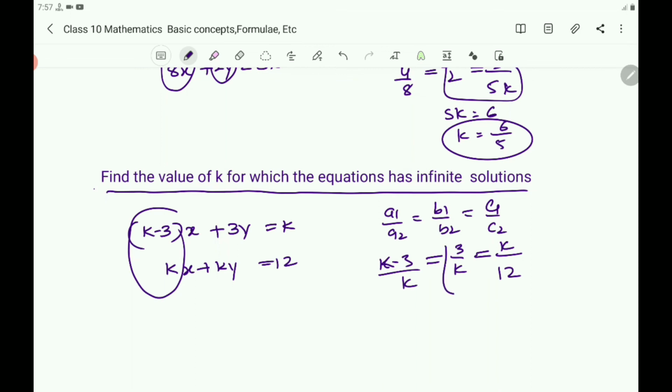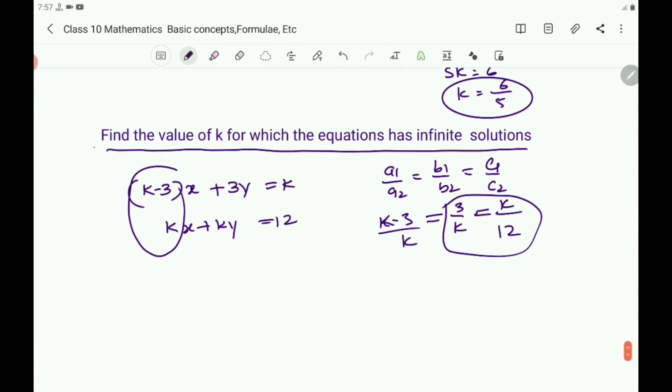Now let us have this first, because in this case k minus 3 is there, but here you take these two, do the cross multiplication, you will get k square equals 12 3s are 36. So k equals what? Square root of 36. It may be plus or minus 6. K value may be plus 6 or minus 6.